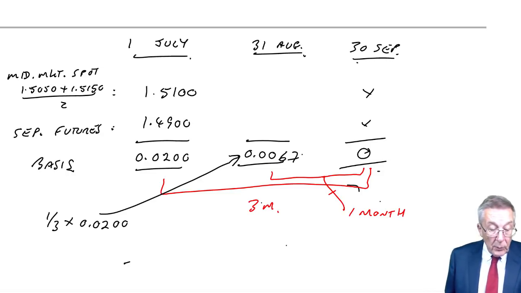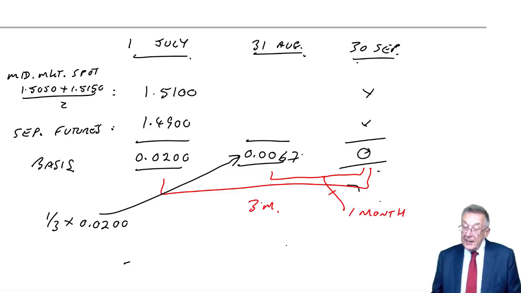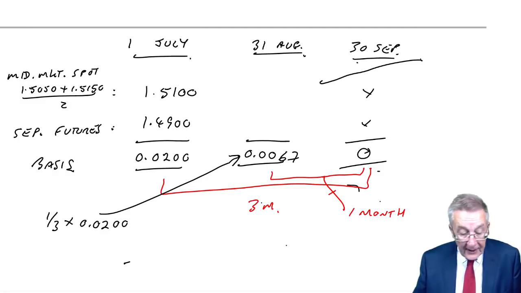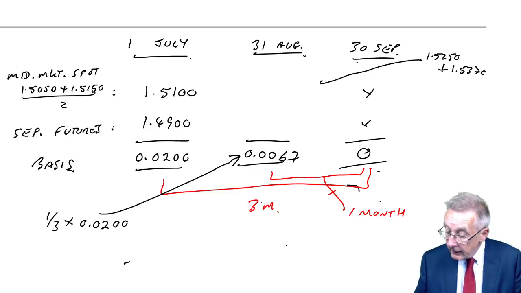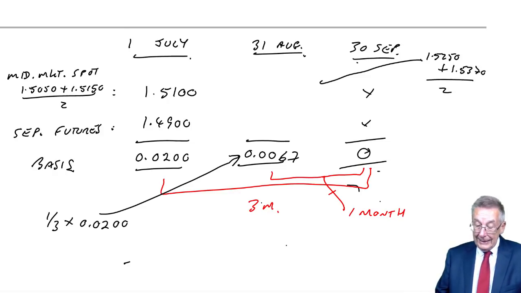On 31st of August, we know what the spot is, but again, use the mid-market spot. So the mid-market, 1.5250 plus 1.5370 divided by 2.